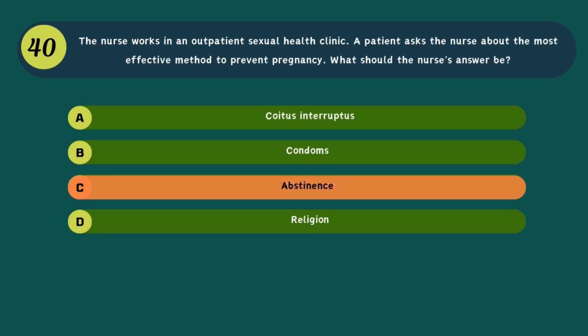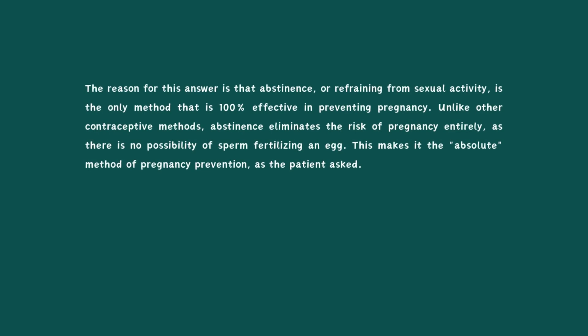Correct answer. C. Abstinence. The reason for this answer is that abstinence, or refraining from sexual activity, is the only method that is 100% effective in preventing pregnancy. Unlike other contraceptive methods, abstinence eliminates the risk of pregnancy entirely, as there is no possibility of sperm fertilizing an egg. This makes it the absolute method of pregnancy prevention, as the patient asked.